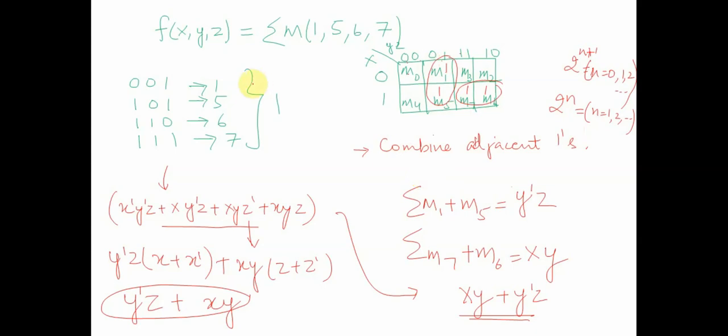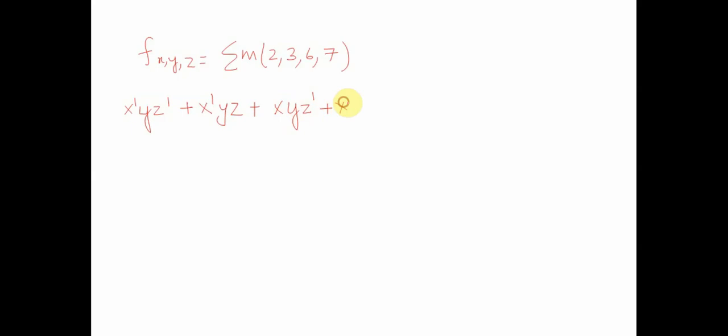Let's assume an example where we have a function called f of x, y, and z, which is equal to summation of m of 2, 3, 6, and 7. This simply means, what is my function? My function is 2 means 0, 1, 0, so it's x bar, y, z bar, plus x bar, y, z, plus 6 is nothing but x, y, z bar, and x, y, z.